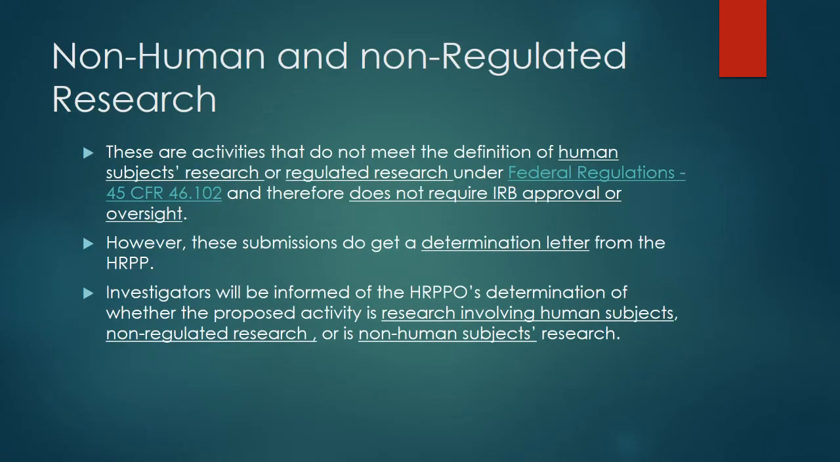Non-human and non-regulated research submissions are activities that do not meet the definition of human research, human subjects research, or regulated research under federal regulations. So these submissions do not require IRB approval or oversight. However, they do get a determination letter from the HRPP, so they need to be submitted to us regardless. Whatever the determination is, the PIs will get an email from us letting them know that the activity is either human subjects research, non-regulated, or non-human research.